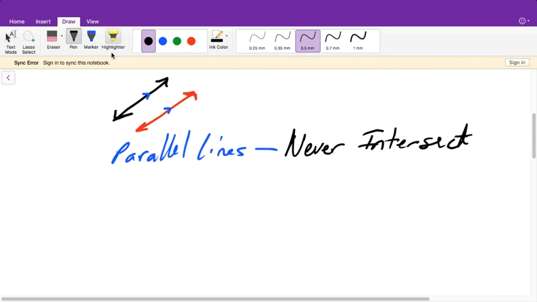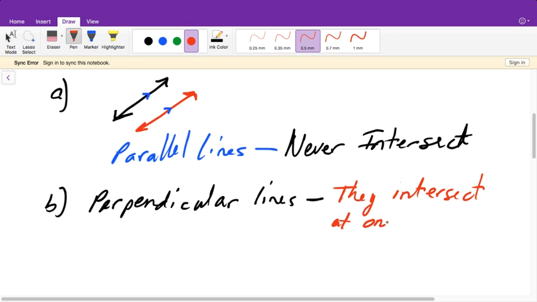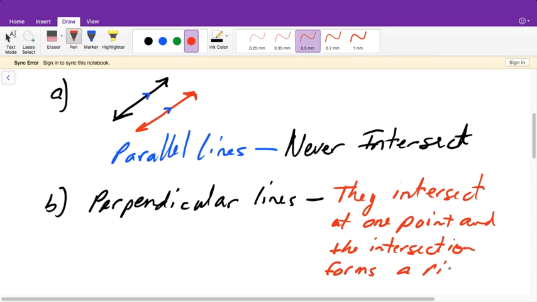All right, now the next type of line, so that was A, let's just say that's parallel lines. So for B, we will talk about perpendicular lines. And perpendicular lines do intersect. So they intersect at one point. So the lines only intersect one time. They only cross over one time. And the intersection forms a right angle. And remember, a right angle means it is 90 degrees.